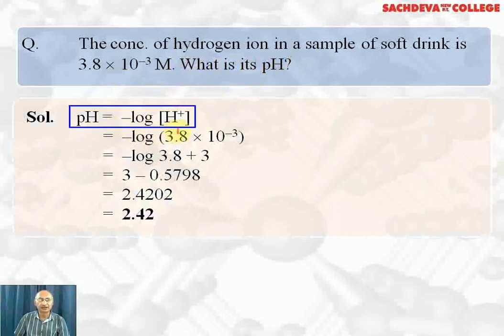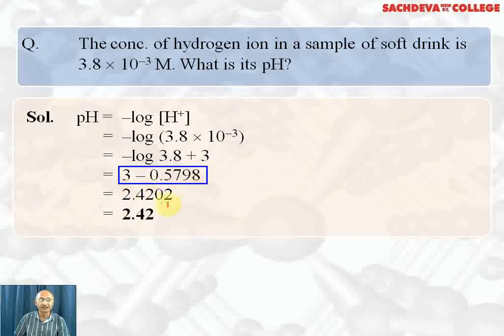pH is equal to minus log of H ion concentration, minus log of 3.8 × 10^-3, which is minus log of 3.8 plus 3, because log of 10 to the power minus 3 will be minus 3, into minus, that is plus 3. Now to take log of 3.8, there is one digit before the decimal, so write 0 and see the log of 38 at 0. You will get 0.5798. 3 minus 0.5798 comes out to be 2.42. So pH of the soft drink is 2.42.